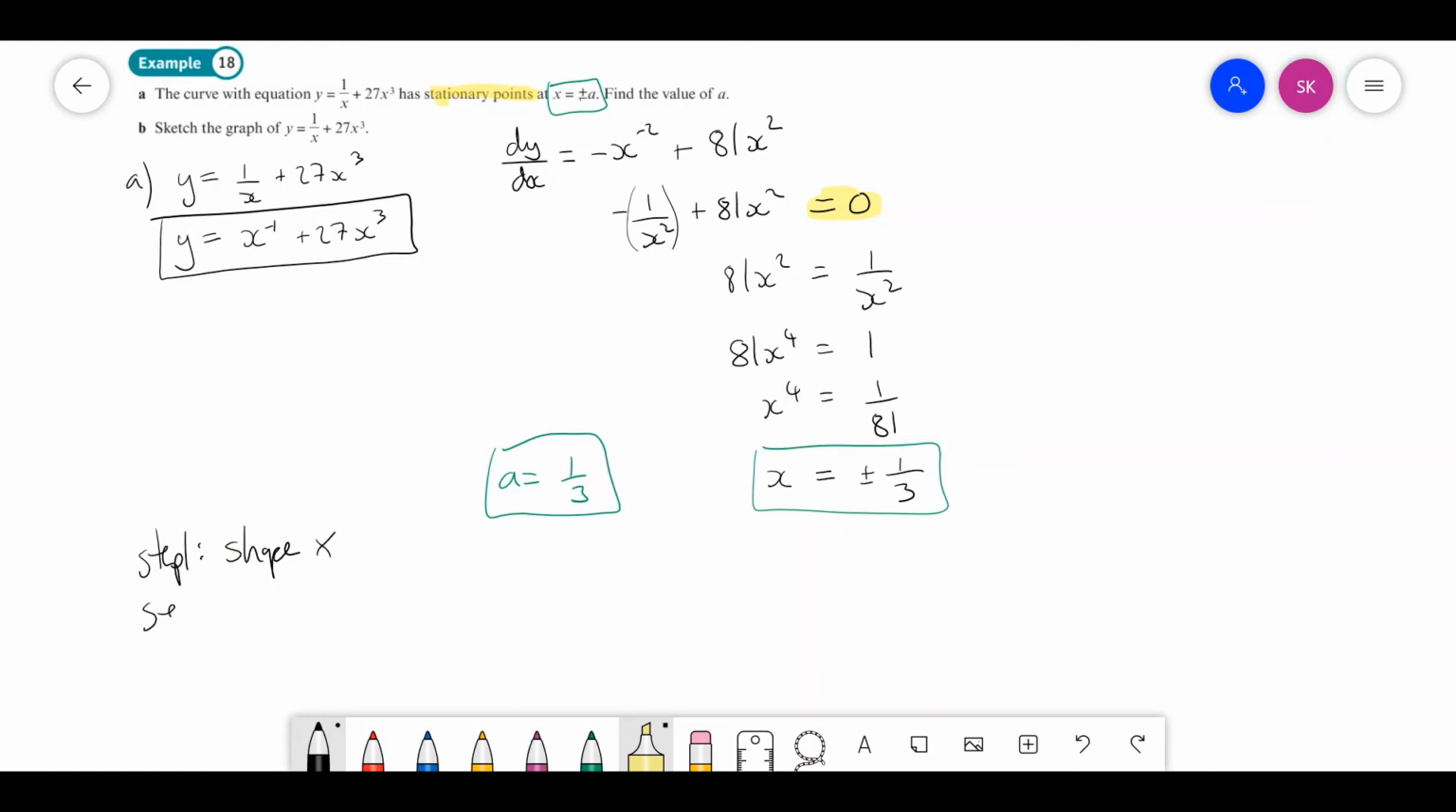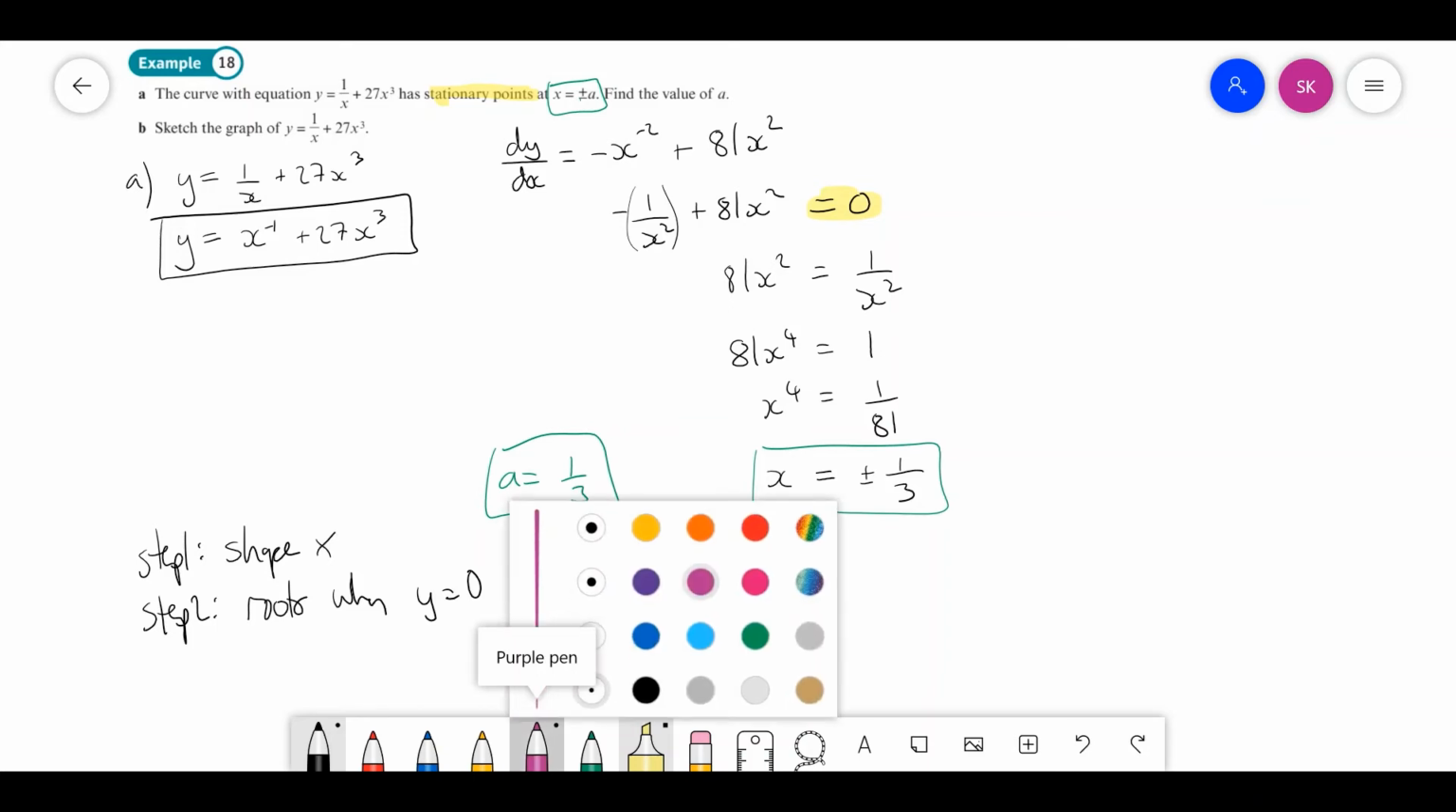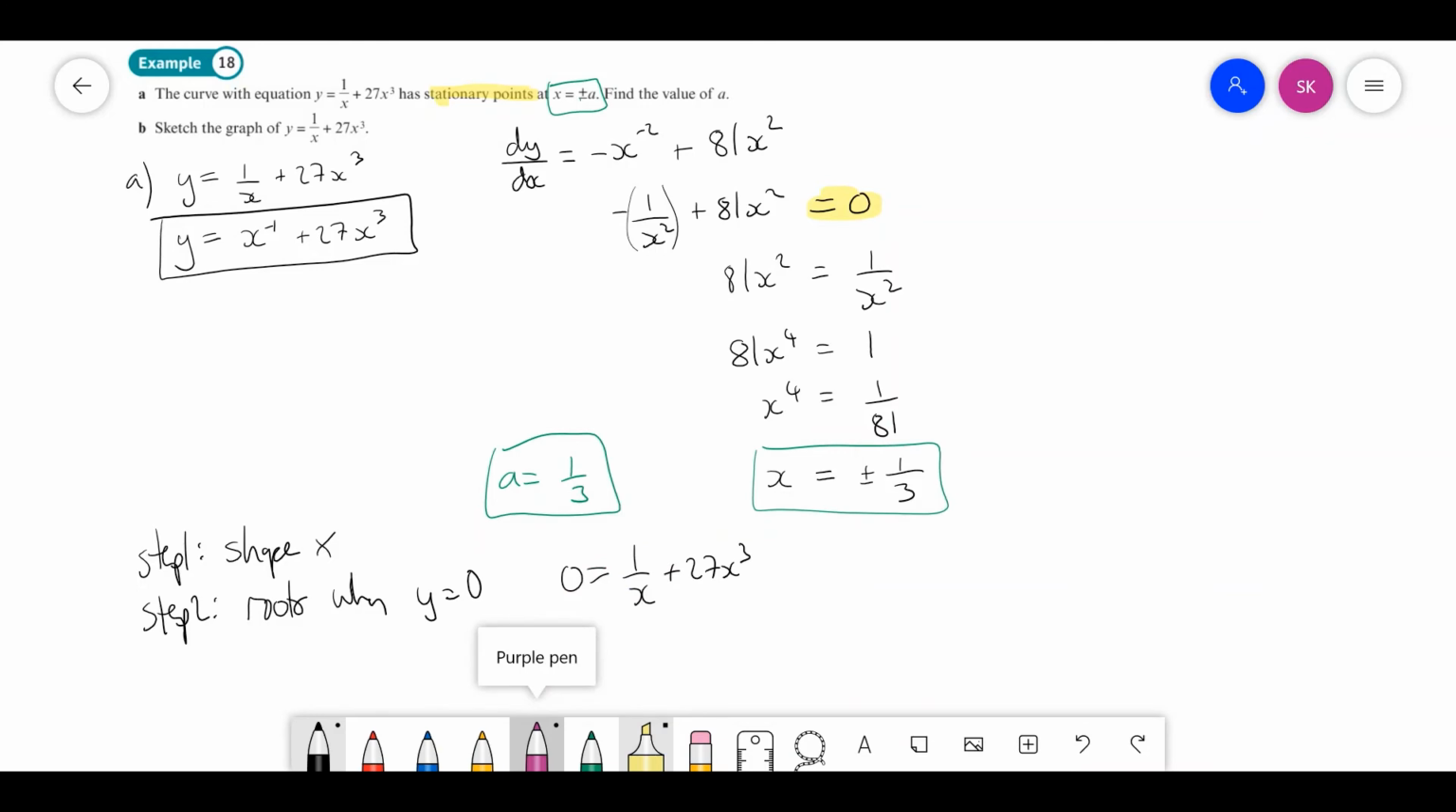Step 2. What was step 2? Do you remember? Roots, when y equals 0. Alright, let's try that then. So we've got 0 equal to 1 over x plus 27x cubed.